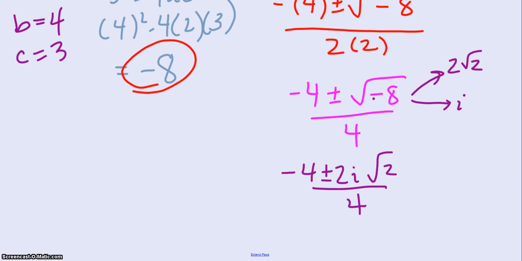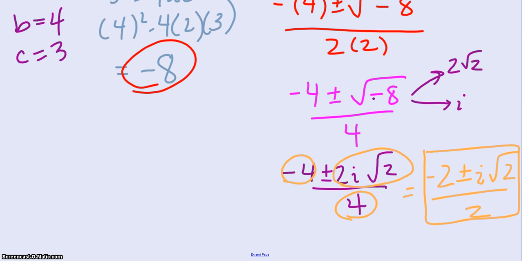Now you may think that you are done with this problem, but you're actually not. Look at negative 4, the 2i square root of 2, and 4. I notice that a 2 will go into the negative 4, the 2, and the 4. So this becomes negative 2 plus or minus i square root of 2 over 2.